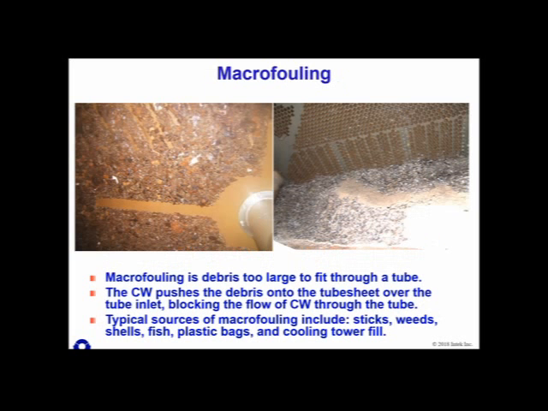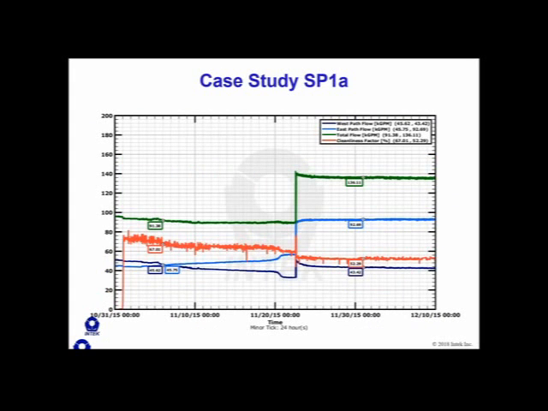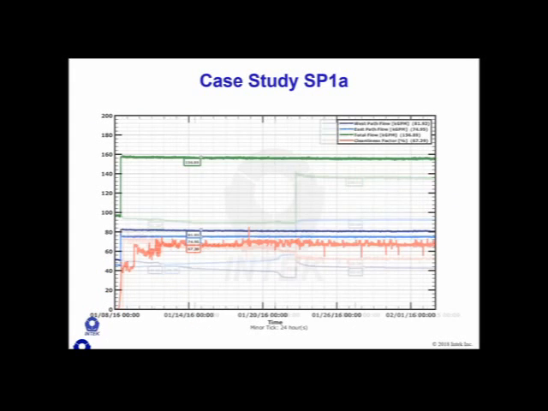So again, this is pictorially what macro fouling looks like, debris fouling. Debris is pushed up onto the tube sheets and plugs those tubes so flow can't go through those tubes. Okay, so let's go back to this plot here.